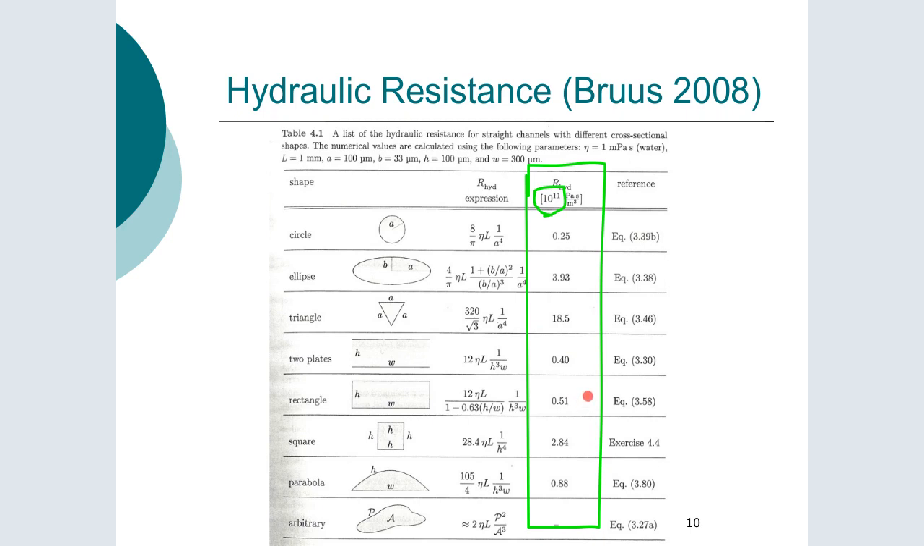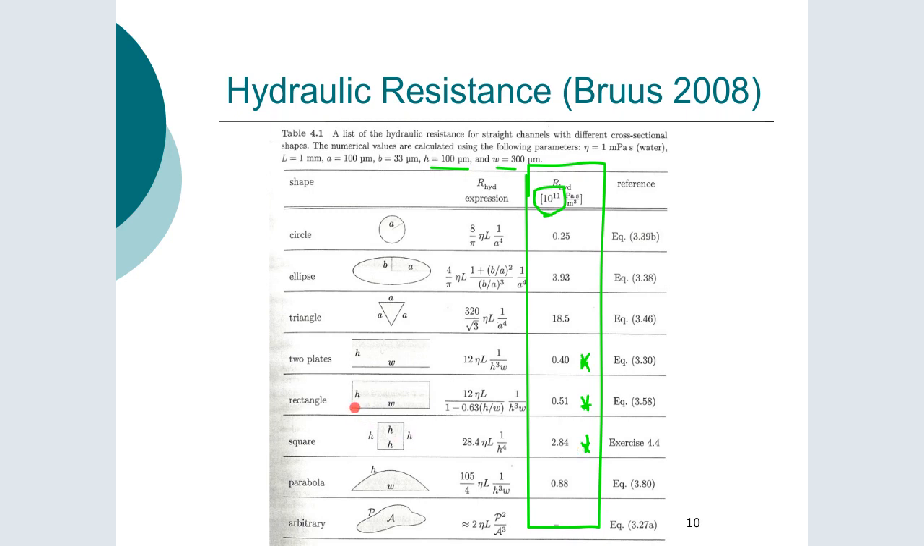And it's quite useful here to compare this one with this one and with this one. So H here is 100 microns and W is 300. So what we have here is a 100 micron square channel, so a typical size feature that we'd have in a microfluidic system. And we can see that we've got a resistance of 2.4 times 10 to the 11 Pascal seconds per meter cubed.